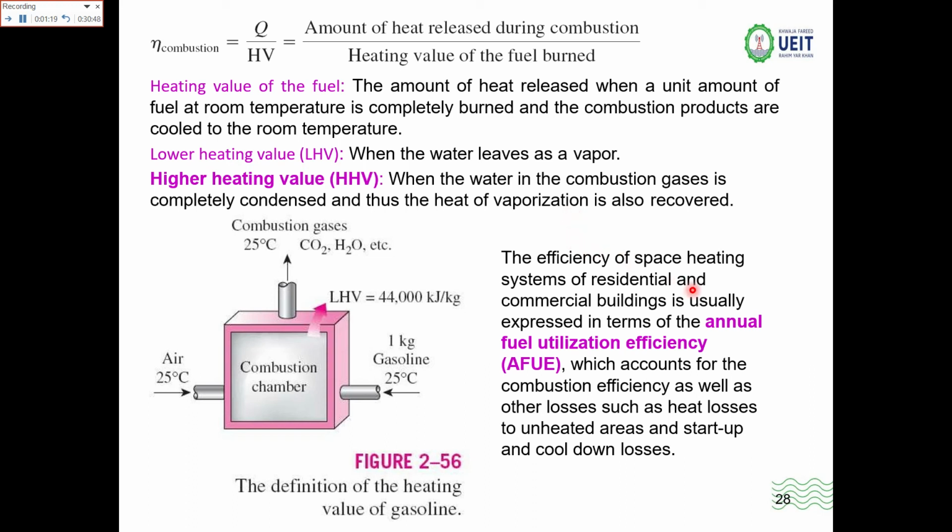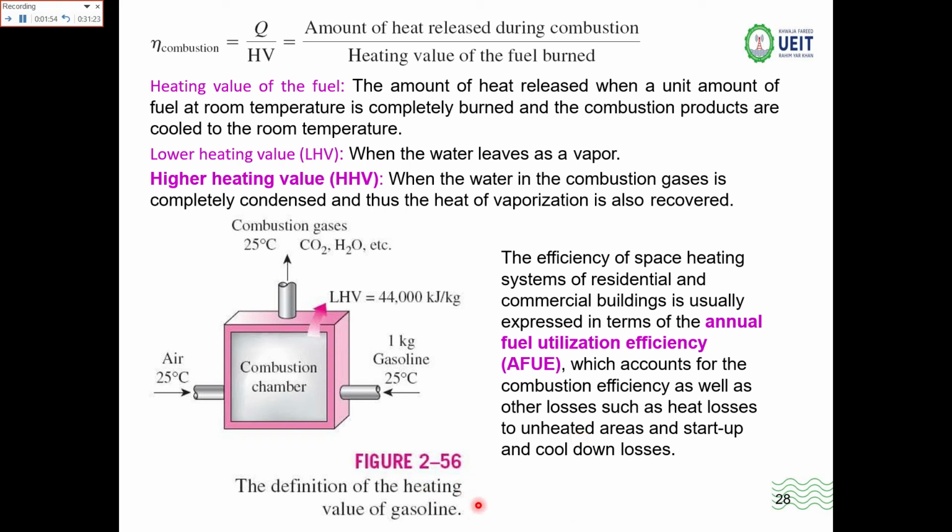The efficiency of space heating systems, like the common HVAC systems of residential and commercial buildings, is usually expressed in annual fuel utilization efficiency, AFUE, which accounts for the combustion efficiency as well as other losses, such as heat losses, because the air that flows through the ducts loses some heat due to not having perfect insulation.